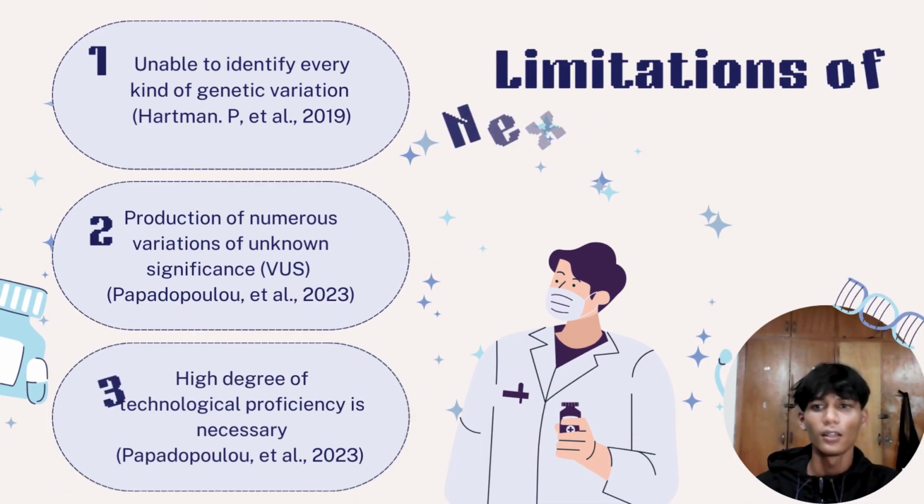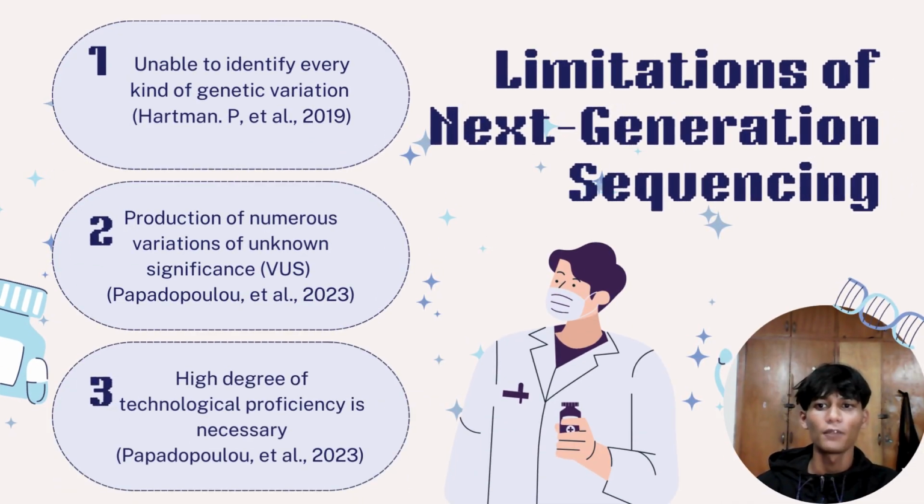So right now, I will address the advances and pitfalls of using next-generation sequencing, NGS, to detect thoracic aortic aneurysm and dissection, TAAD. It is crucial for us to recognize and address its limitations in the context of TAAD detection to avoid any mistakes from occurring. Limitation 1. Unable to identify every kind of genetic variation.